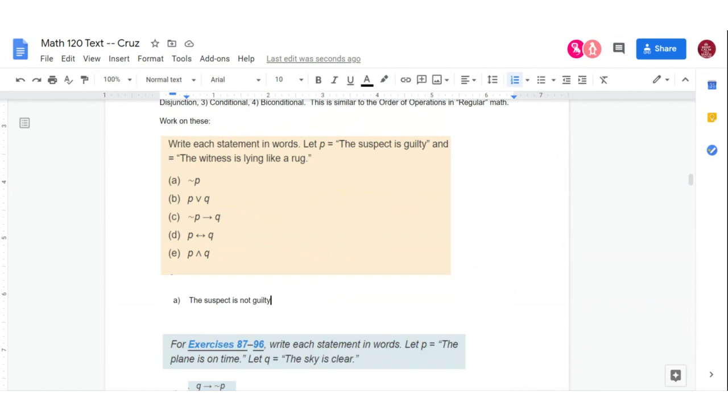All right, what about B? The suspect is guilty, so that's P. Right, so, or the witness is lying like a rug. Yeah.